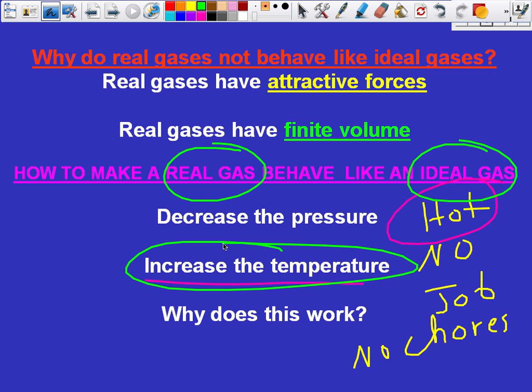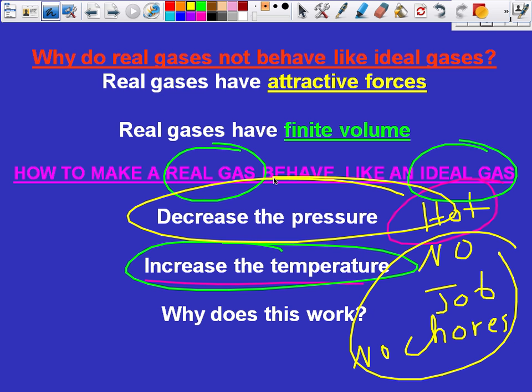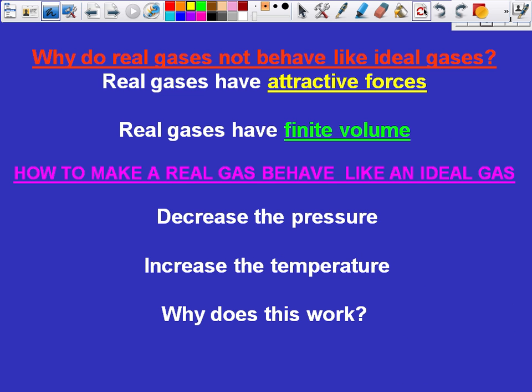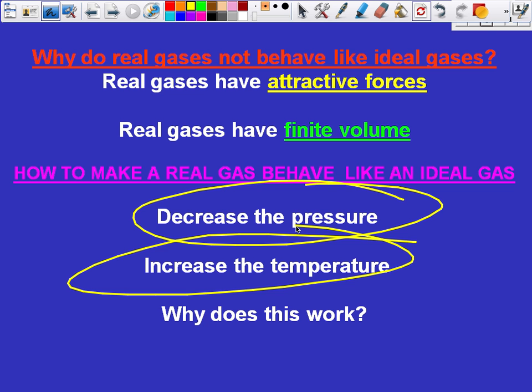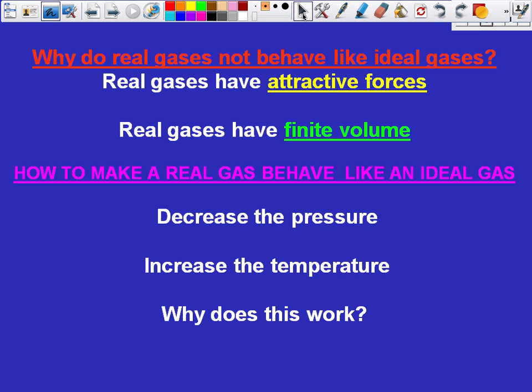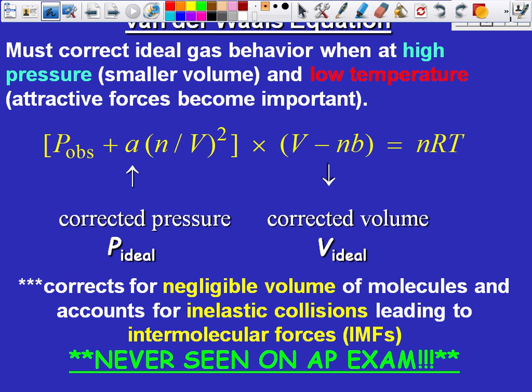You don't want a cold summer. And also, if you have no job and no chores, that means you have no stress, no pressure on you. You can do whatever you want. You can go to the beach all day, every day. So again, you decrease the pressure, you get rid of all the outside influences. Now, why does that work? That is something I want you to think about and go through.